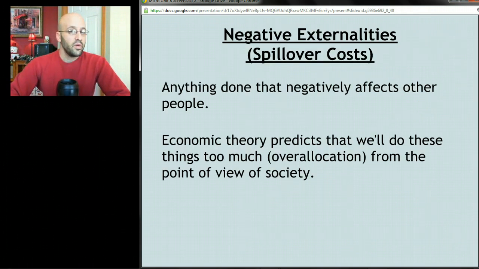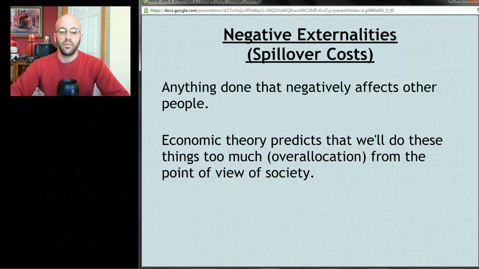So we're going to talk about how we can start incorporating those costs and benefits and how we might re-achieve allocative efficiency, or figure out what the right amount of gas is once we factor in all the costs and benefits. So we're going to start with negative externalities. These are sometimes called spillover costs. This is anything done that negatively affects other people.